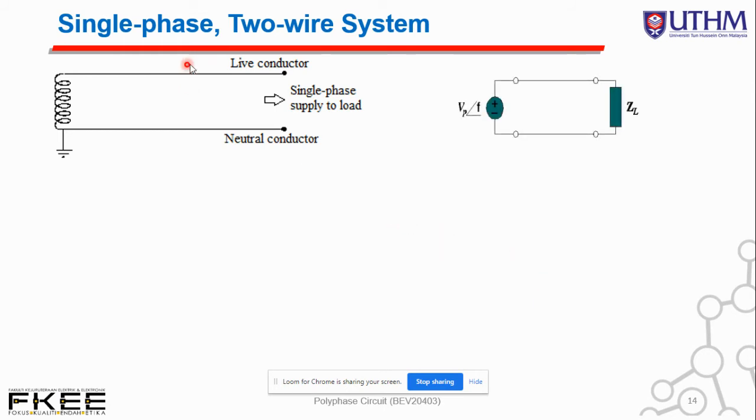This is the diagram of a single wire consisting of a live conductor. The coil over here, we can simply say is a transformer, for example. The same wire goes to another end point, which is called the neutral conductor. All these lines we can simply call the single phase line, which is supplied to the load. Then again, if we convert or represent this diagram into a circuit, we can simply understand that this is the voltage supply with its impedance or its load.